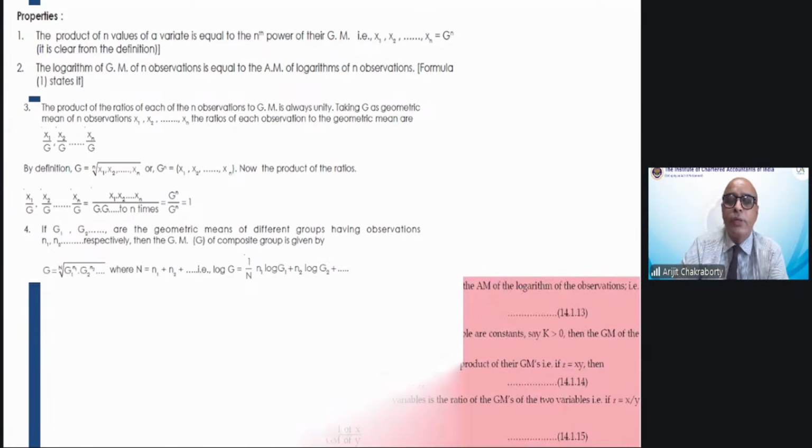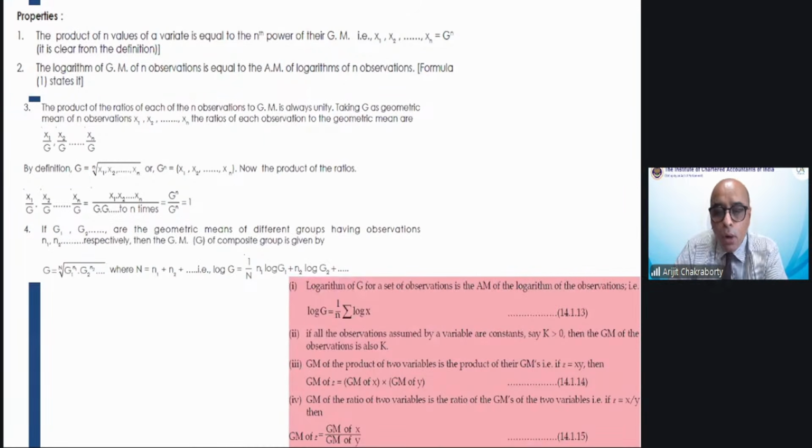Next important point we see here is the logarithm of g, because the geometric mean is the nth root. So when g, the geometric mean, is the nth root, that means log g will be equal to 1 by n into sigma log x. So this is another important property and feature.